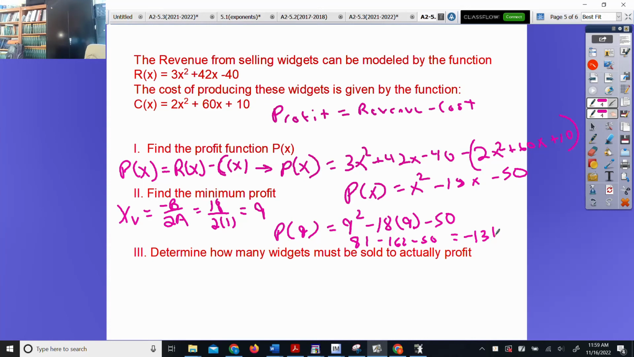All right, part 3 is determine how many widgets must be sold to actually profit. You actually profit when your profit is above what number? 0. We're not going to do this one by hand mainly because we probably don't have time. Writing down the following problem: x squared minus 18x minus 50 should be more than 0. The other reason we're not going to do this by hand is because the number is ugly.